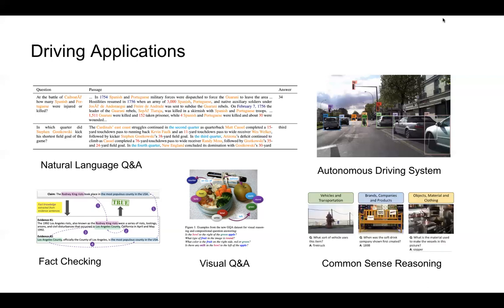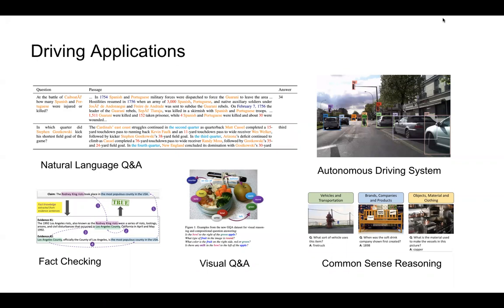And lastly, yet another application here is common sense reasoning. You might have, for example, questions about images, but that require going to common sense knowledge, which is beyond what is contained in that image. For example, in the first image there, you see a fire hydrant and it says what sort of vehicle uses it. And the answer would be a fire truck, even though you don't see a fire truck at all in this image.